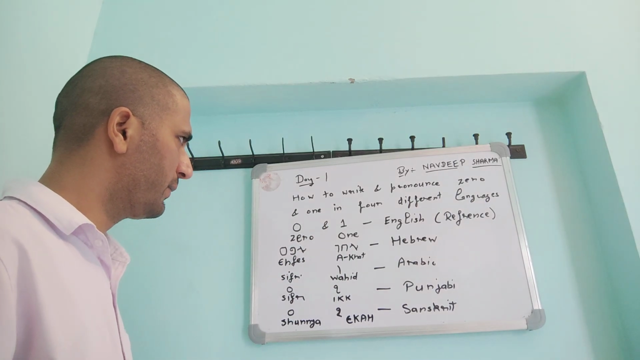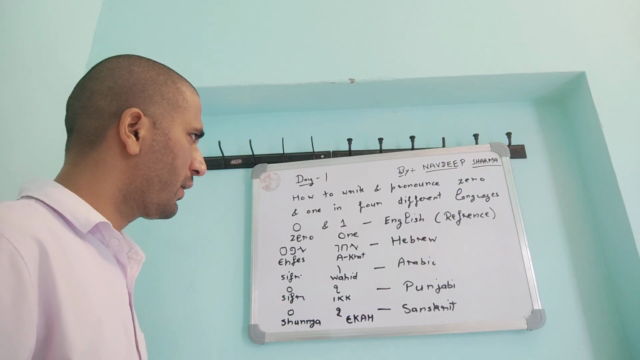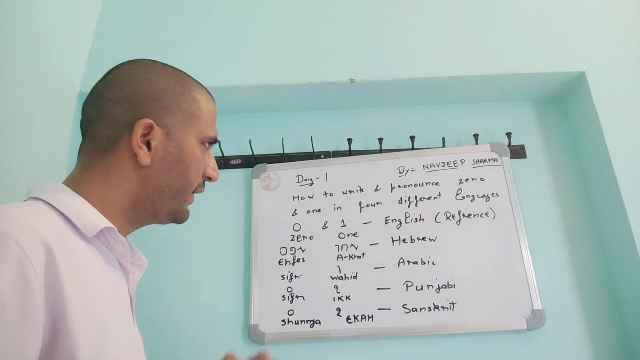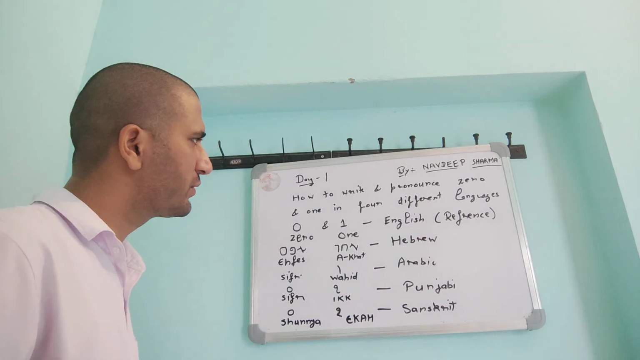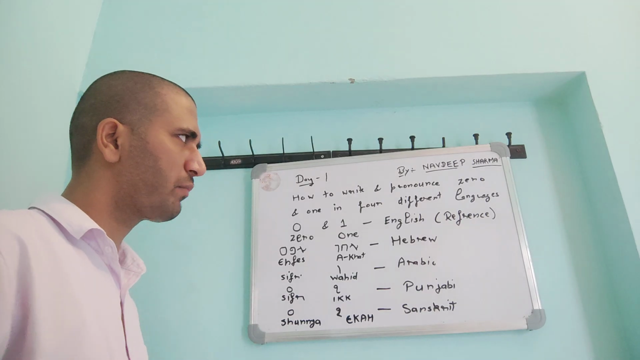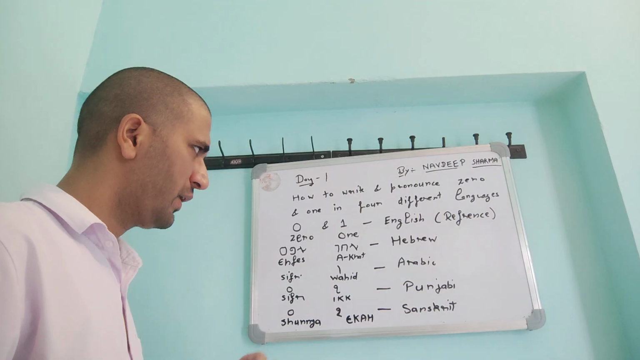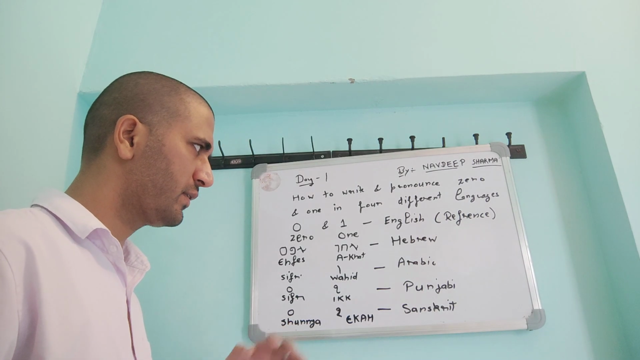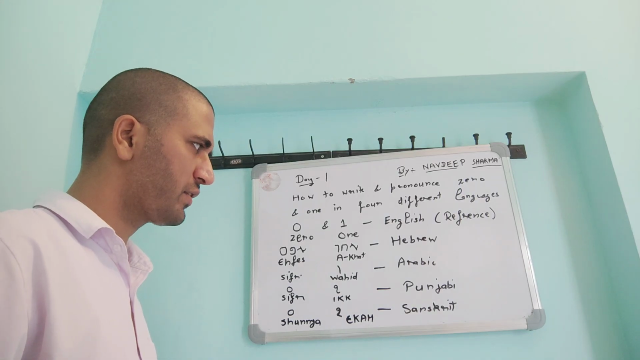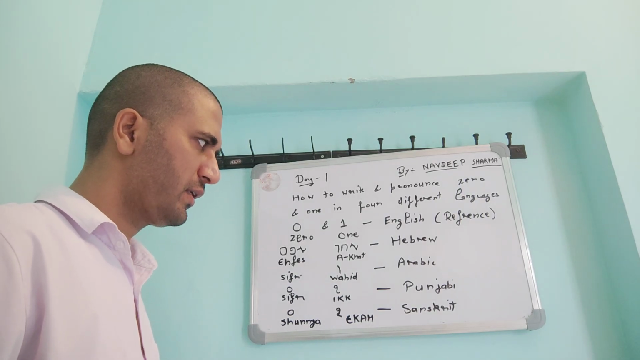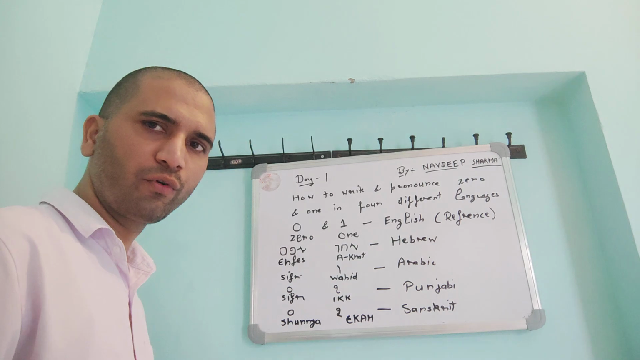Today we have read about how to write and pronounce 0 and 1 in 4 languages, that's Hebrew first, second Arabic, third Punjabi, and fourth Sanskrit.